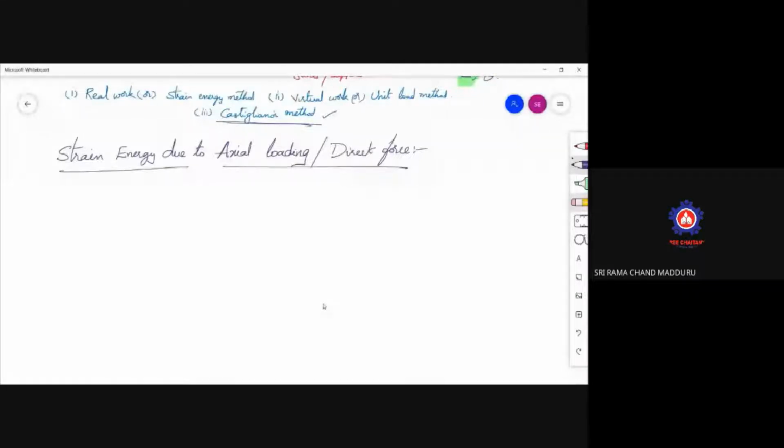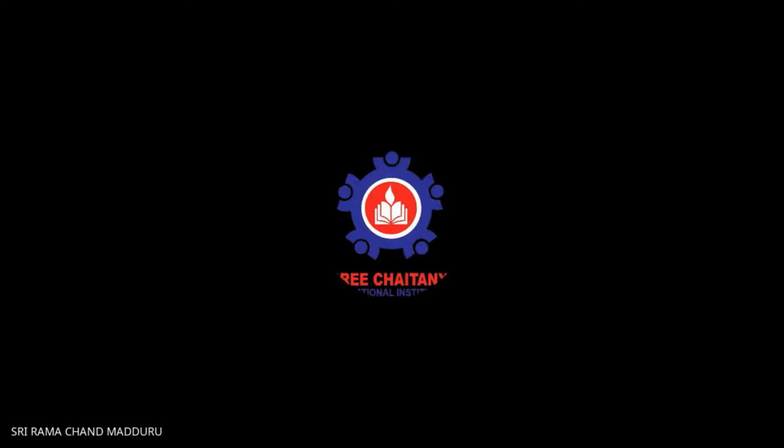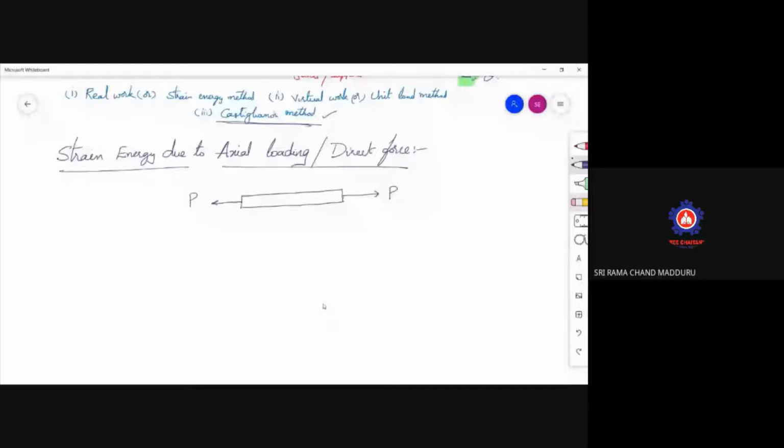Now, a bar of length L, with axial loading acting along the length of the member. It has a certain cross section, and the cross sectional area is capital A.